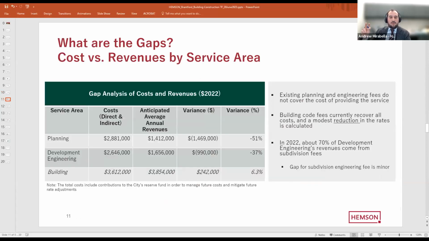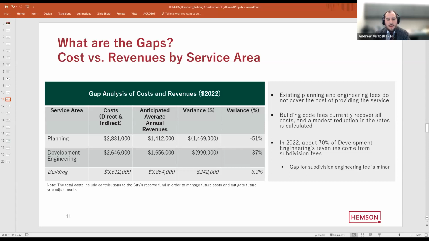When we think about those two, the costs and the revenues, in tandem, this slide is looking at where the gaps are and where we see the variances. On the planning side, we have costs of about $2.8 million and anticipated average annual revenues of about $1.4 million. That leaves us with about a 50% gap in terms of what's being recovered under existing revenues today. On the development engineering side, we're seeing about a 30% gap in terms of the cost analysis relative to the revenues anticipated under existing rates.